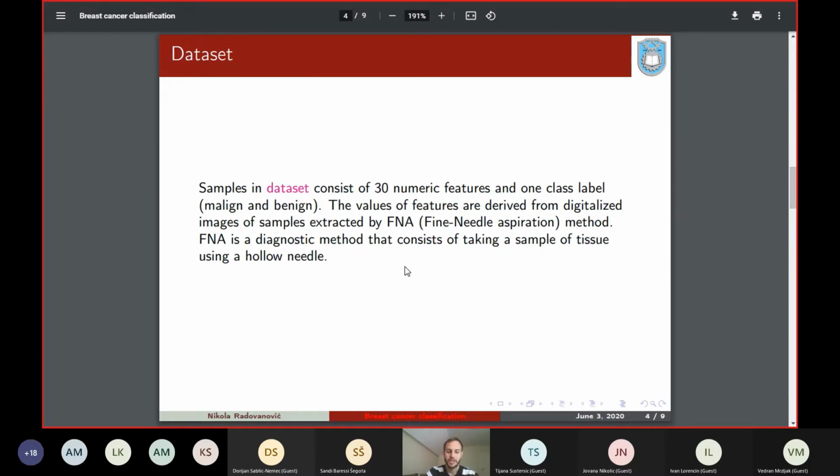The dataset is the Wisconsin breast cancer dataset, and it consists of samples with 30 numerical attributes. The values in the dataset represent different metrics of tumors derived from microscopic images of tissue samples extracted by fine needle aspiration. Fine needle aspiration consists of a doctor taking a sample of tissue using a hollow needle. Some attributes in the dataset are radius, texture, and smoothness of the cells. The samples are classified into two different classes, malignant and benign.